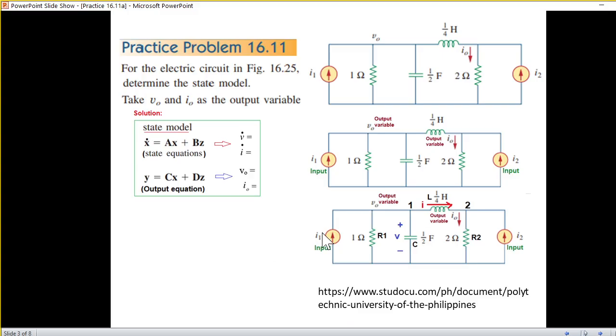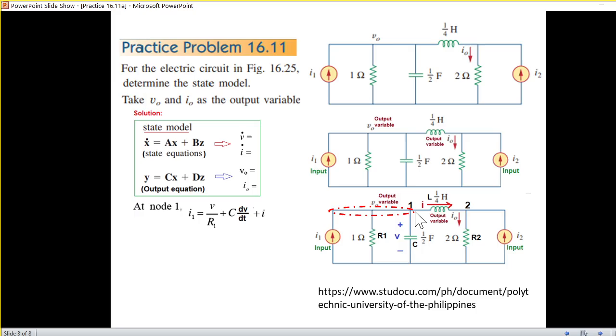Okay, a couple more additions. Since the resistors are not marked, I have marked them as R1 and R2. Also, I have marked the capacitor voltage as V and the inductor current as I. Also, these two nodes, I am calling this one node 1, and this is node 2.